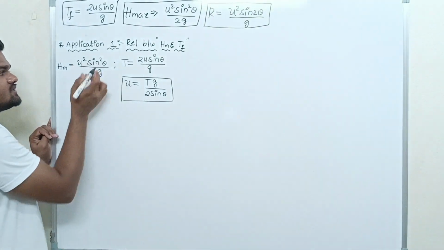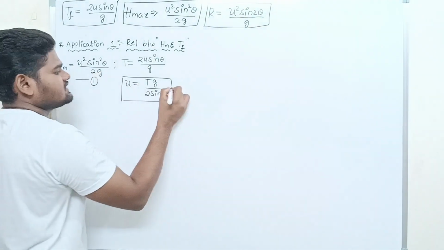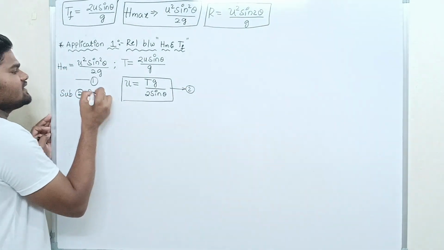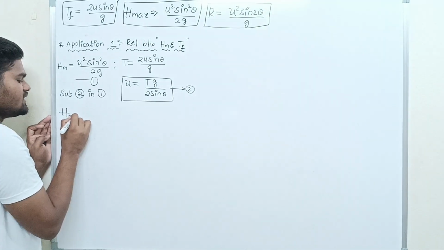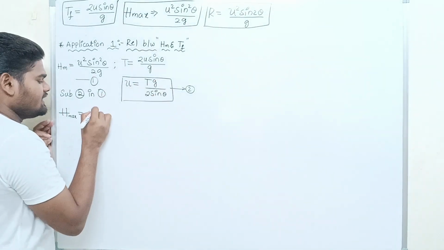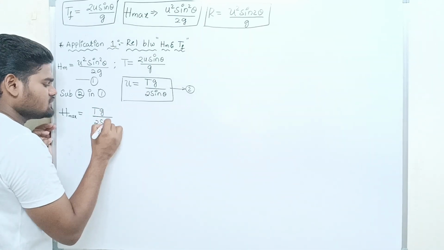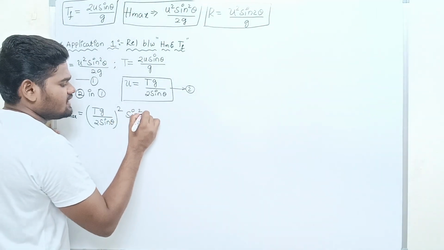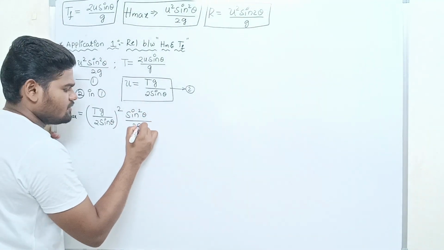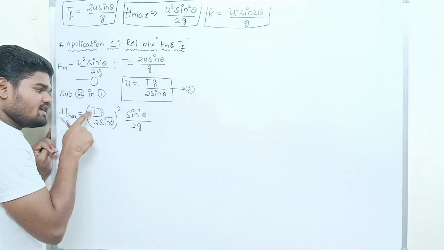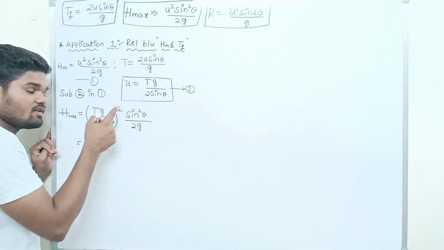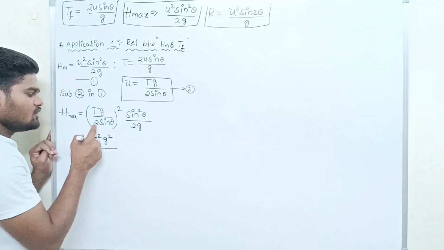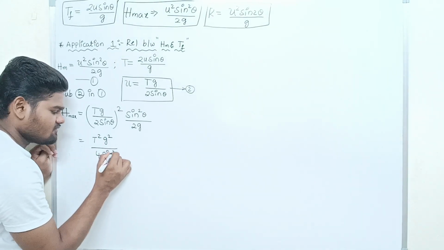Now, just substitute here. Let us say this is equation number 1 and this is equation number 2. Substitute 2 in 1. So we got H maximum is equal to what now? U square, what is the value of u? T g divided by 2 sin theta, whole square, times sin square theta divided by 2g. So here t g by 2 sin theta whole square is there. So t square, it becomes whole square now: t square g square over 2 square, 4 sin square theta.